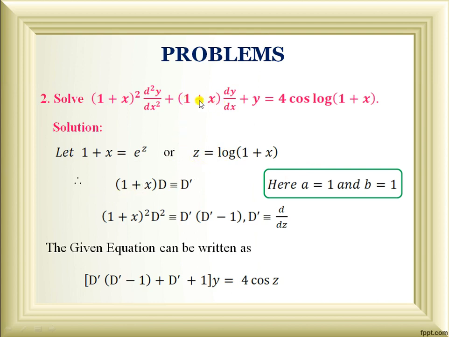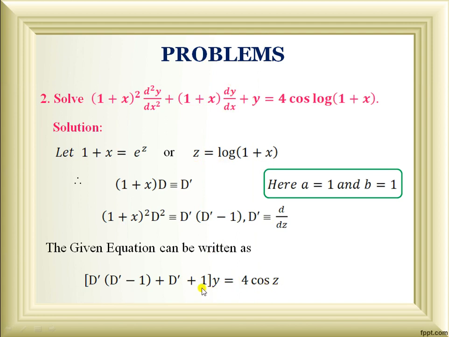Therefore, the first derivative term (1+x) d is equal to D', and the second derivative term (1+x)² d² is equal to D'(D'-1). These are all the replacements for this particular problem, because here a is equal to 1. So the given equation can be written, after using these replacements, as D'(D'-1) + D' + 1, into y, is equal to 4 cos(log(1+x)), and log(1+x) is nothing but z.